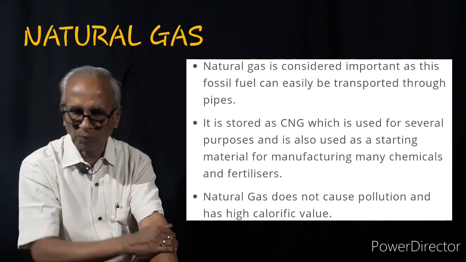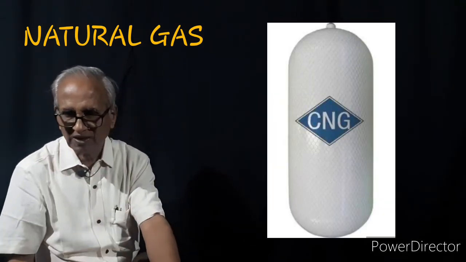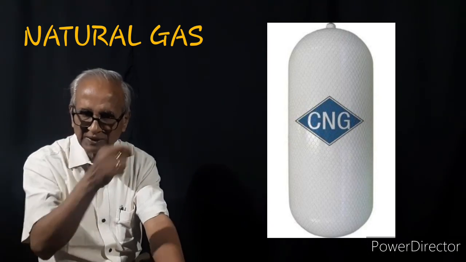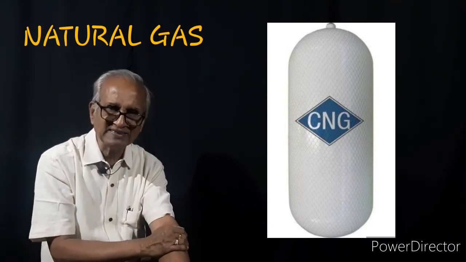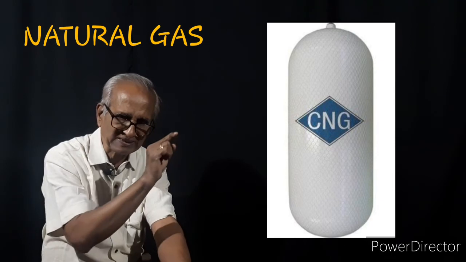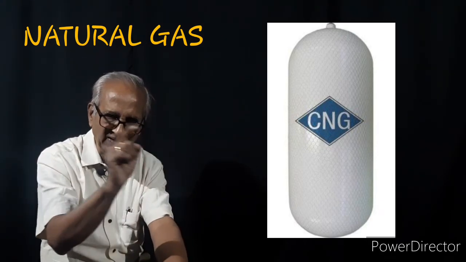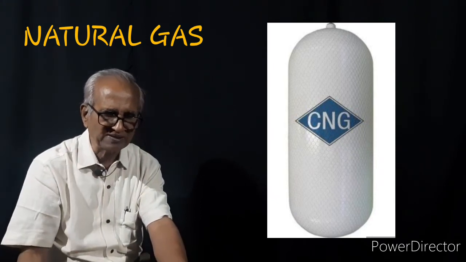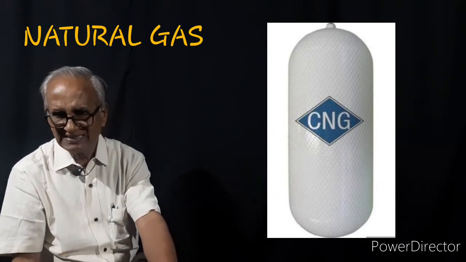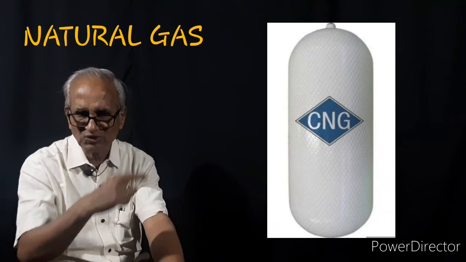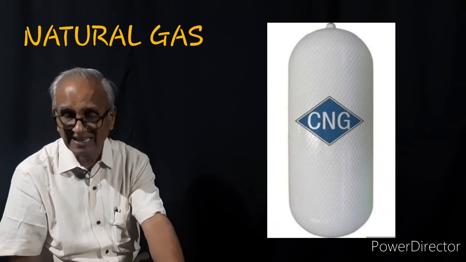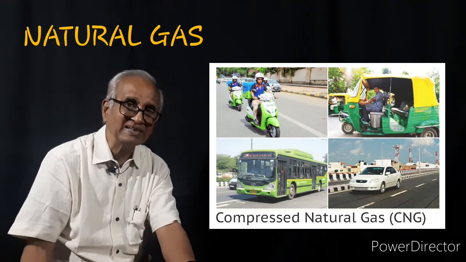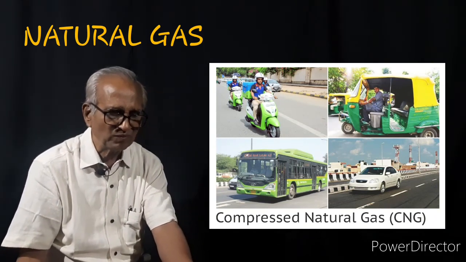Natural gas, once it's obtained, is compressed, and cylinders are filled with it. Compressed natural gas is called CNG. Compressed C, natural N, gas G, CNG. There's a short form for it. Now what is CNG used for? Mainly it is used for power generation, electricity generation.